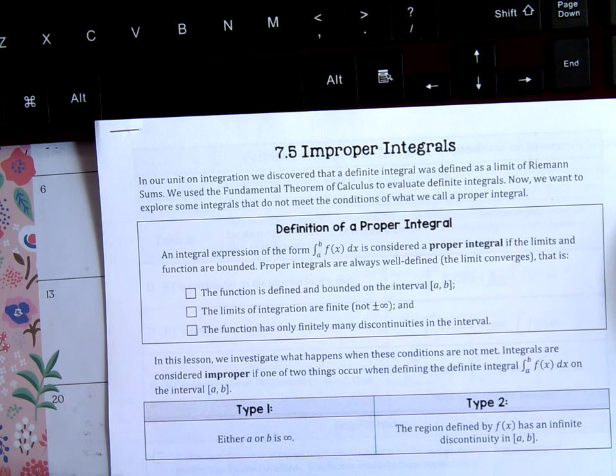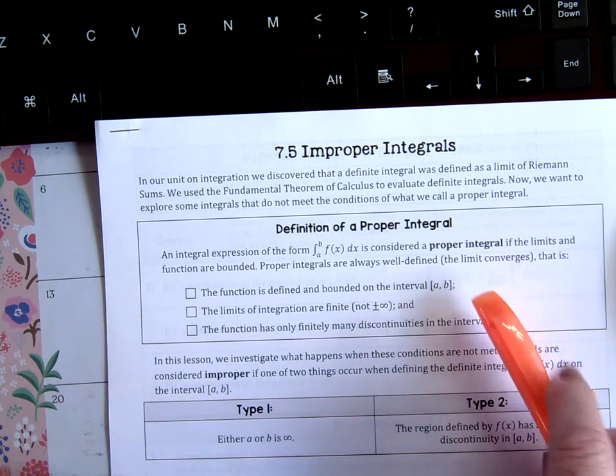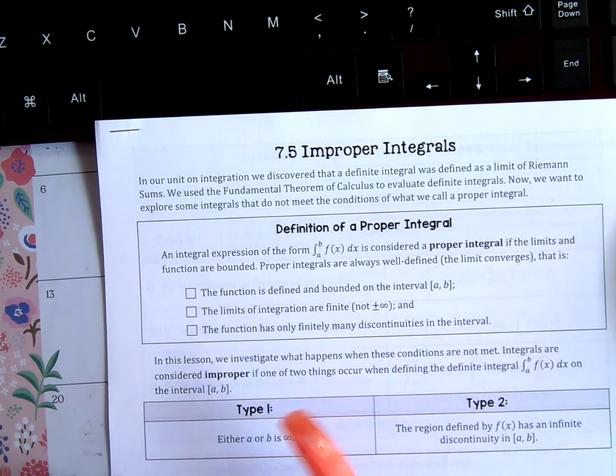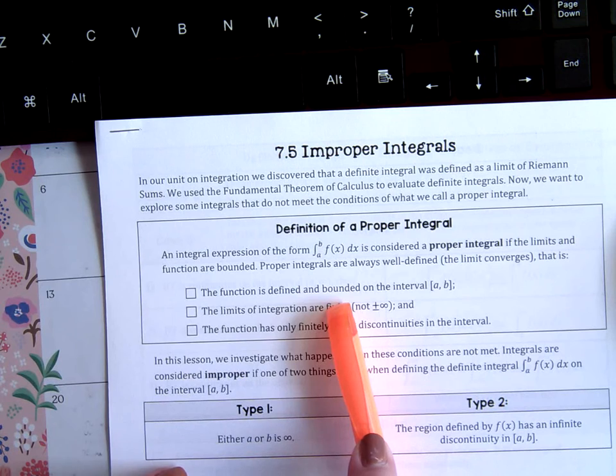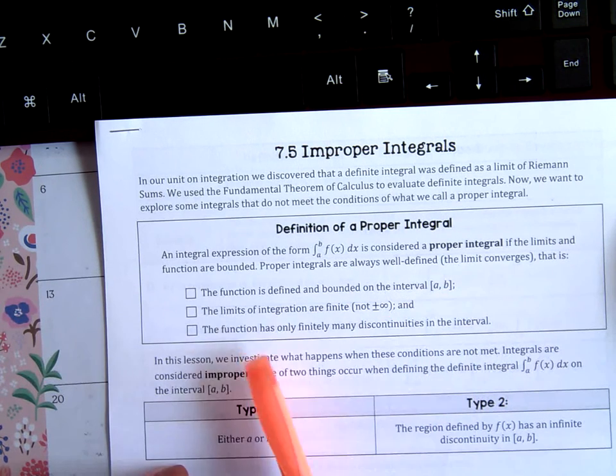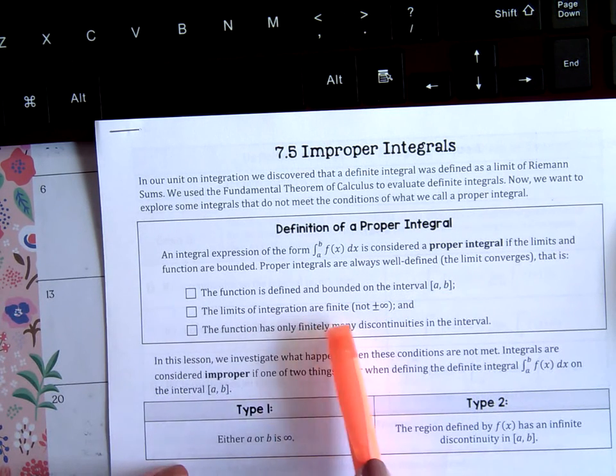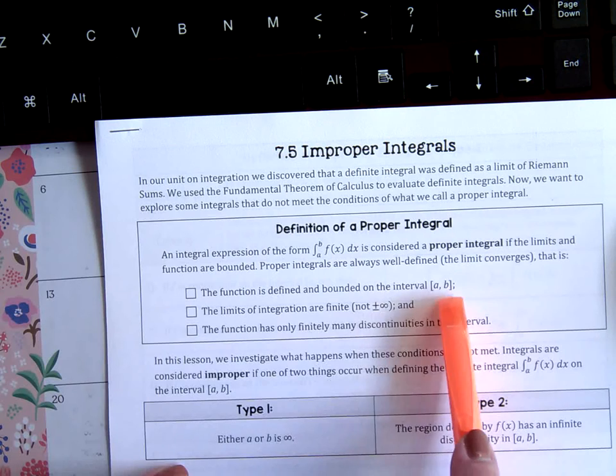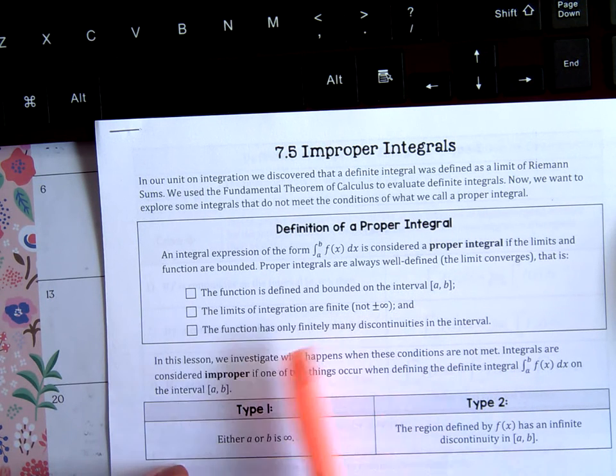In other words, the limit you get an answer, you get a number answer. It converges. It converges to a particular number. So the function is defined and bounded between a and b. The limits of integration are finite. They're numbers. Your bounds are numbers, not infinity signs. And the function has only finitely many discontinuities in the interval.